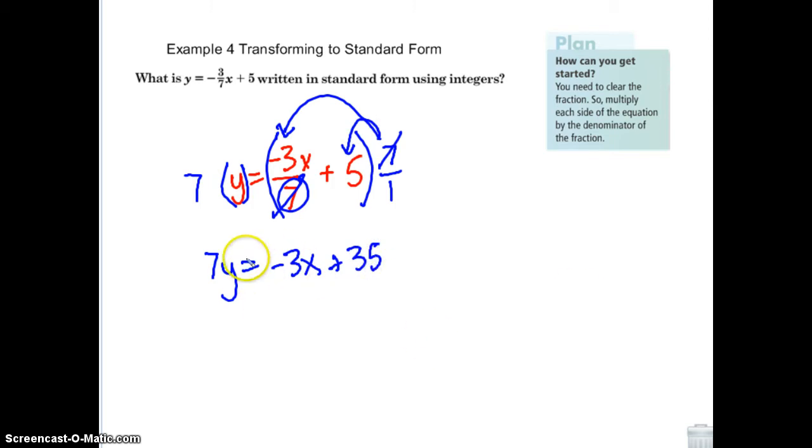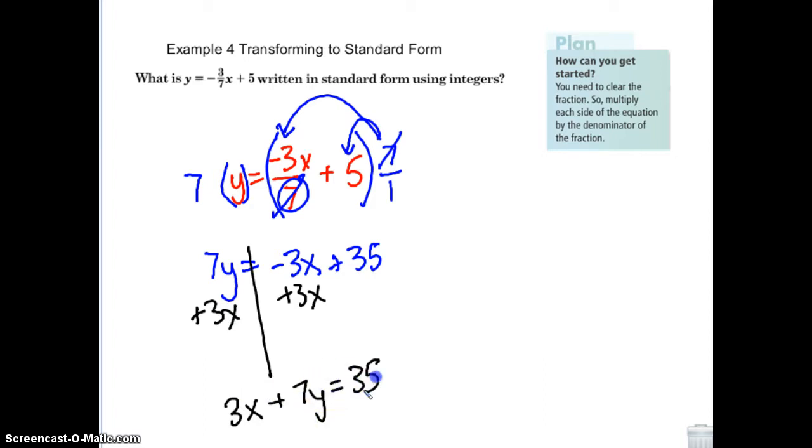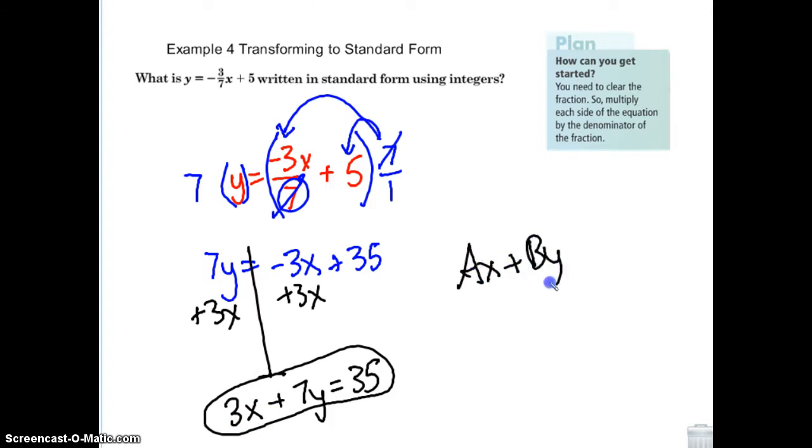Now, I need to get the x and the y on the same side, so I need to bring this over here. So I'm going to add 3x to balance it out. And I have 3x plus 7y equals 35. And yes, it does matter if the x or the y comes first, because standard form is ax plus by equals c. Okay, so make sure you understand that we need to get x and y on the same side, and there can be no fractions.